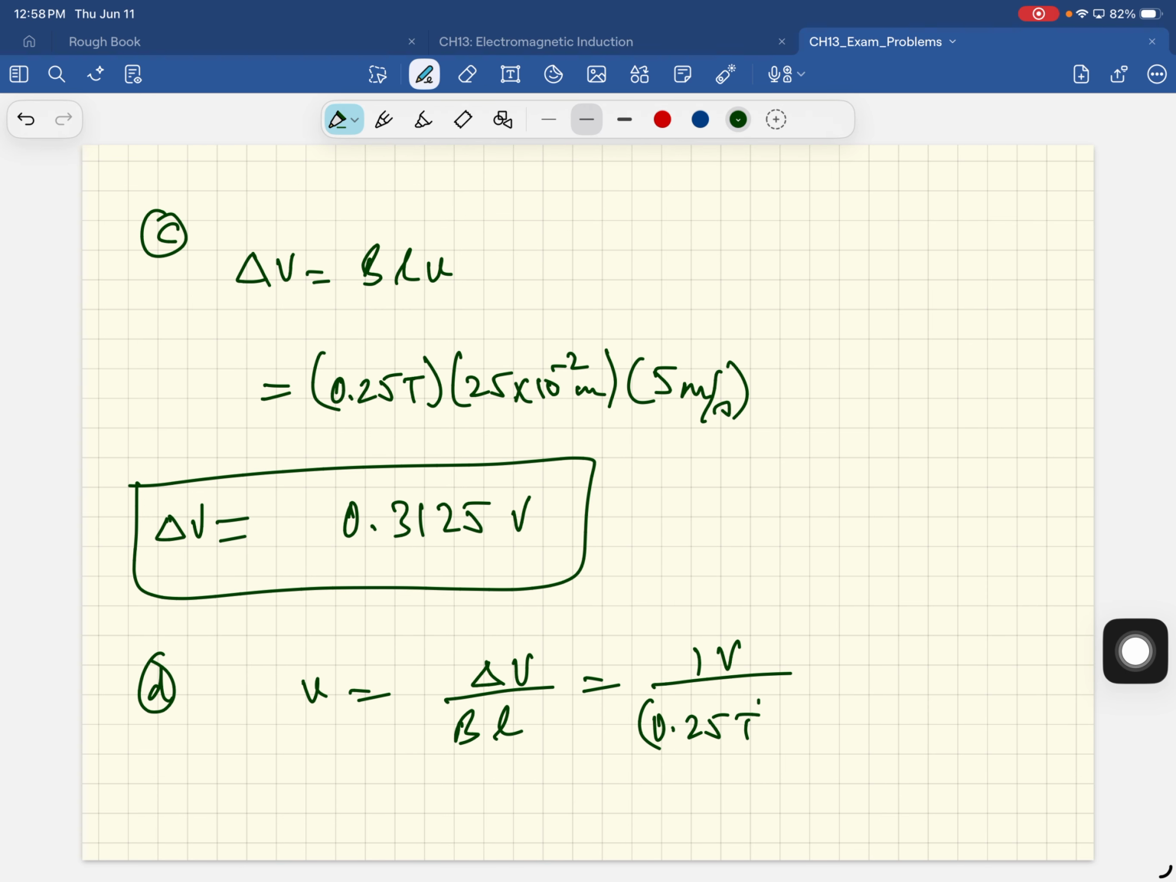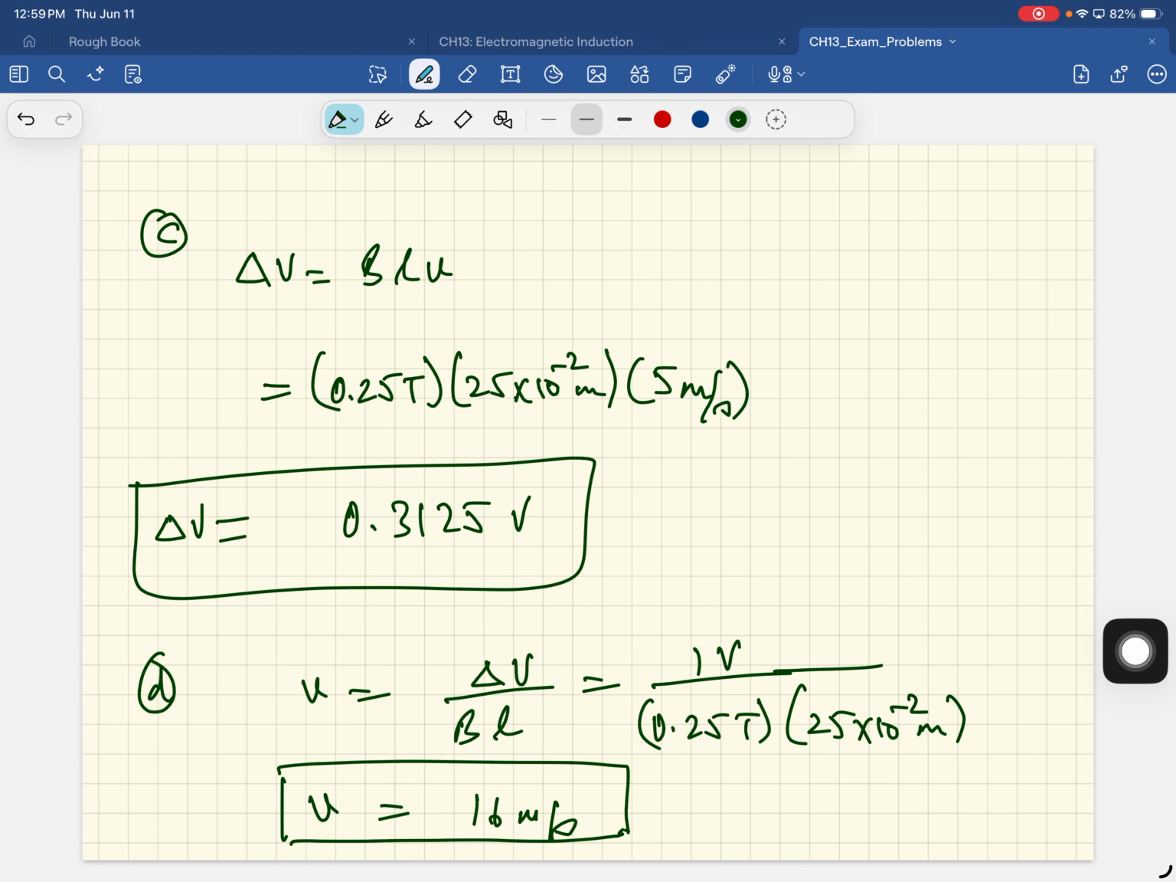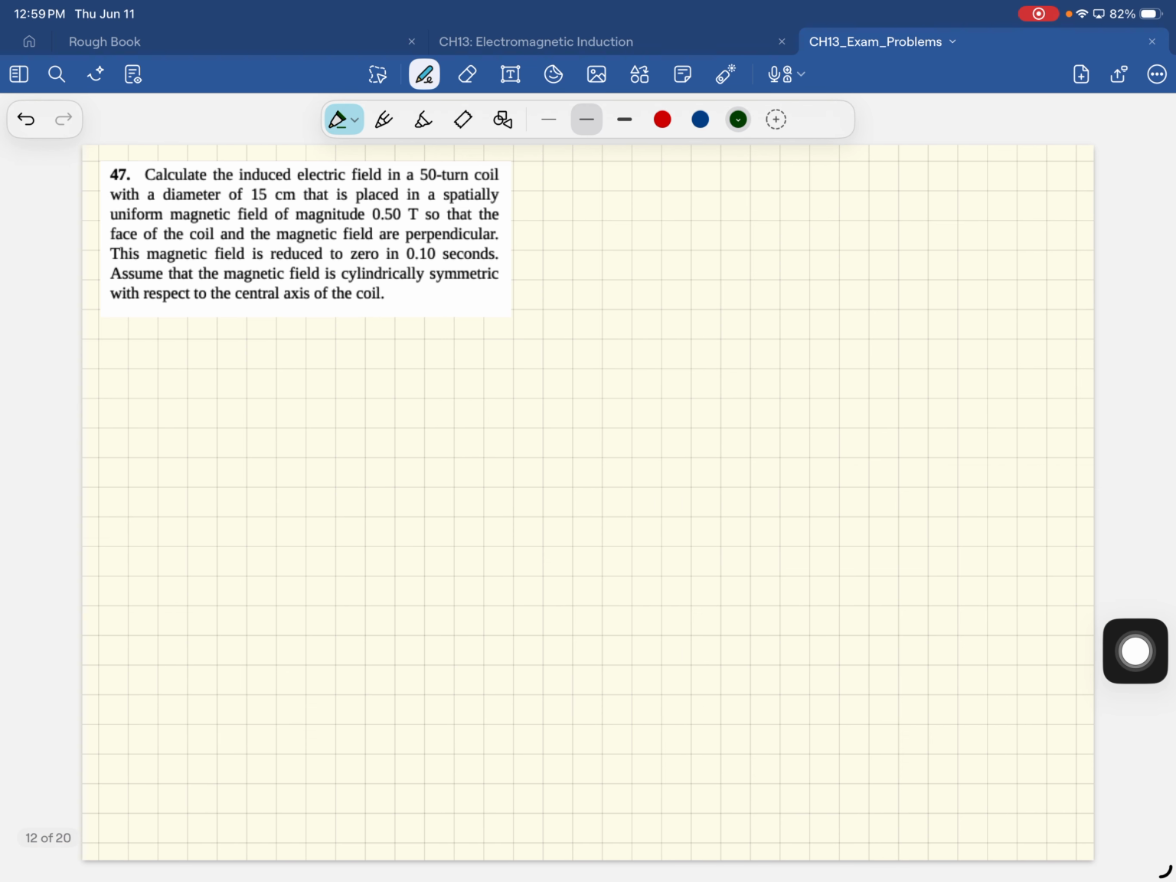Okay, so the magnetic field went from 0.5 to 0 Tesla, so that was 0.5 Tesla. The radius is 7.5 centimeters. And this change happened over 0.1 seconds. Okay, so we'll make that 10 to the minus 3. Oh no, that's 10 to the minus 1.